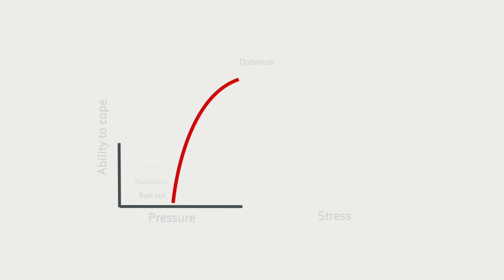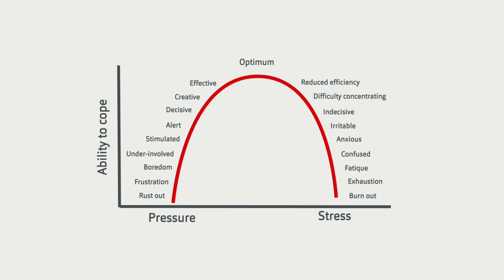A useful visual tool is something called the stress performance curve, and this is commonly seen on a graph. On the bottom axis, the x-axis, we have stress, pressure, and on the y-axis, up the side, we have our performance. The graph itself is in the shape of a bell, or like an upside down U. It starts off low, reaches a peak, and then comes back down again.